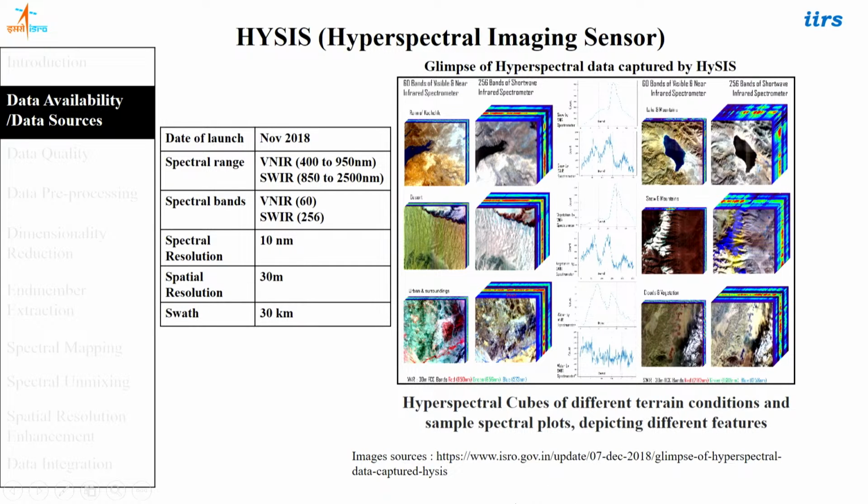This is one of the HySIS sensors launched by ISRO. The spectra of different locations are shown in this particular image, and you see here, it is ranging from 400 to 2500 nanometer. Normally in hyperspectral, the detectors for VNIR and short wave infrared range are different, so there are chances of overlap also, like 400 to 950, and in SWIR it is starting from 850 to 2500 nanometers. Spatial resolution is 30 meter and swath width is 30 kilometers.